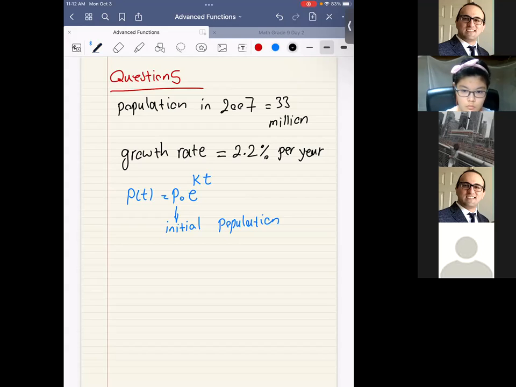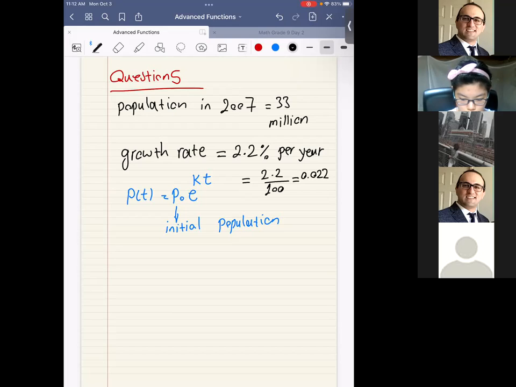So here what we know is that the growth rate is 2.2% per year. So that means it is 2.2 over 100, which is equal to 0.022.